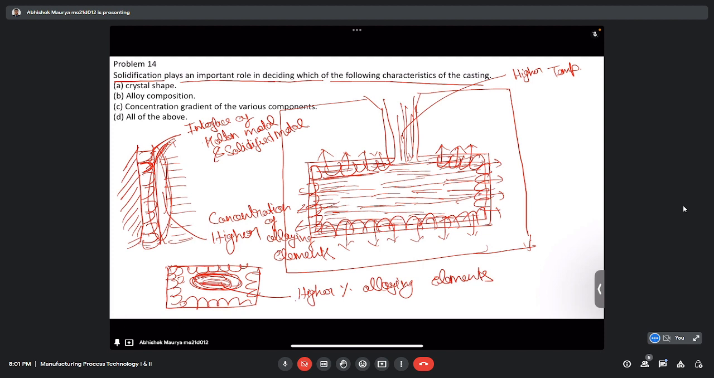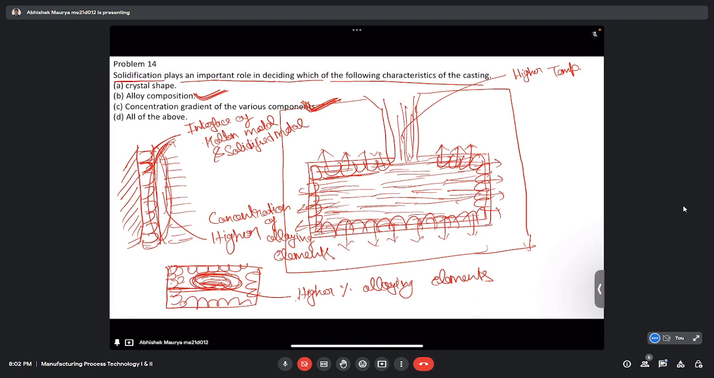So here near the mold wall we will get less concentration of alloying element, in the core we will get higher. So we will find a gradient of various components throughout the casting. Also, because the composition is changing from the wall to the core, the alloy composition will also change at different locations of the casting.